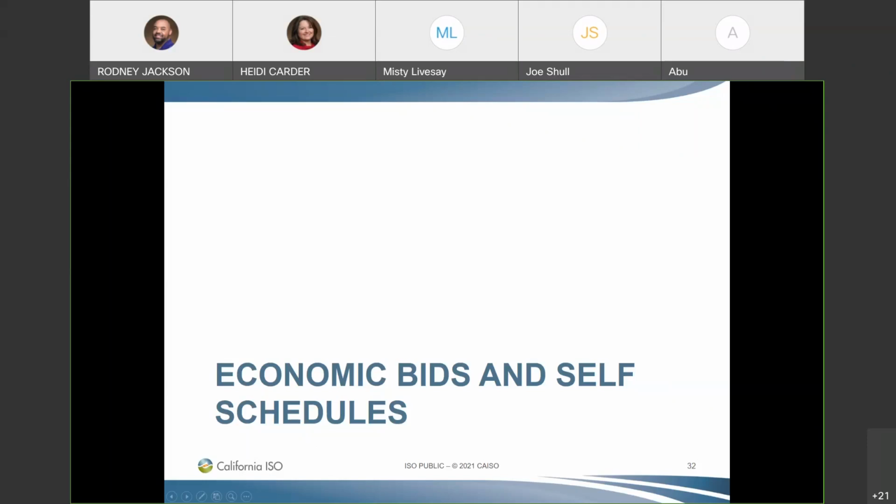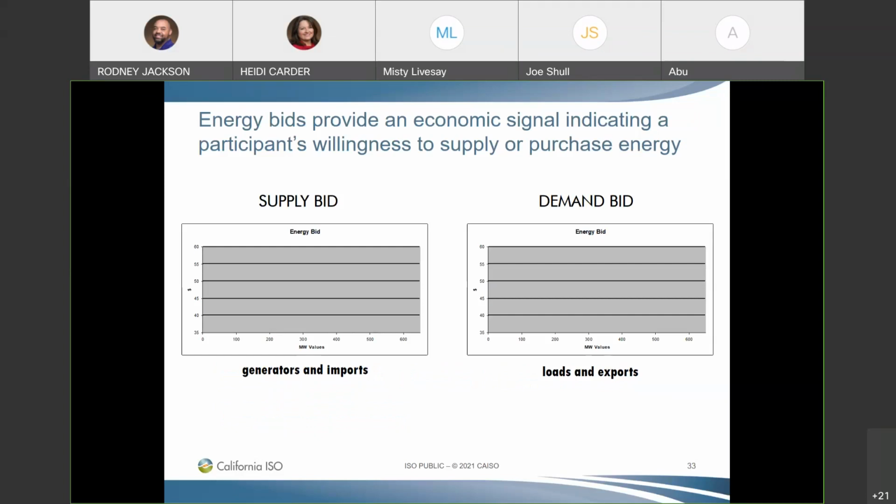Thank you, Heidi. Earlier we talked about running from bid all the way through settlements to ensure a smooth process. So we're going to talk about the first part of that, which is the economic bids and sales schedules. Let's take a look at what that means.